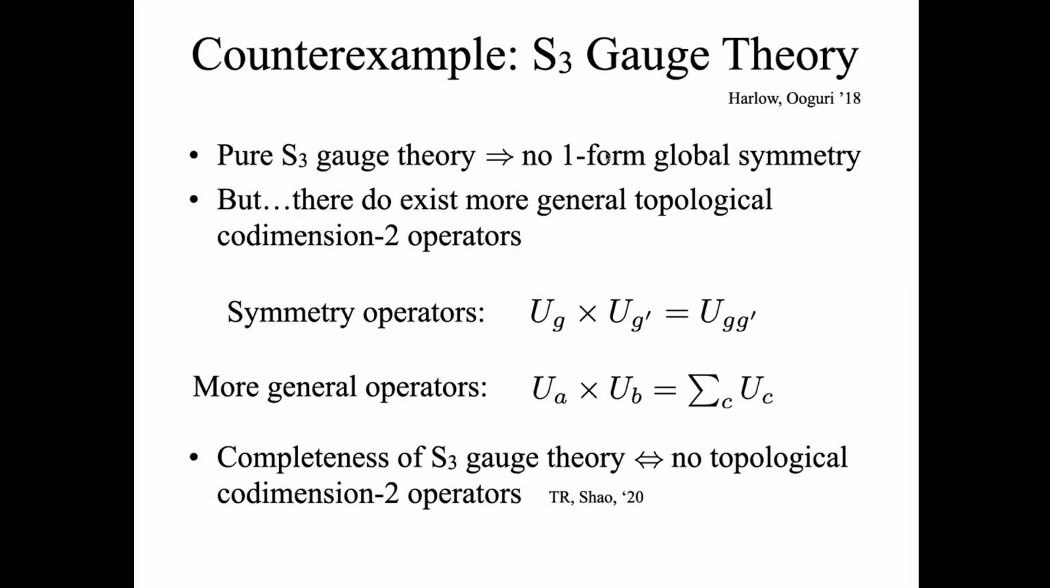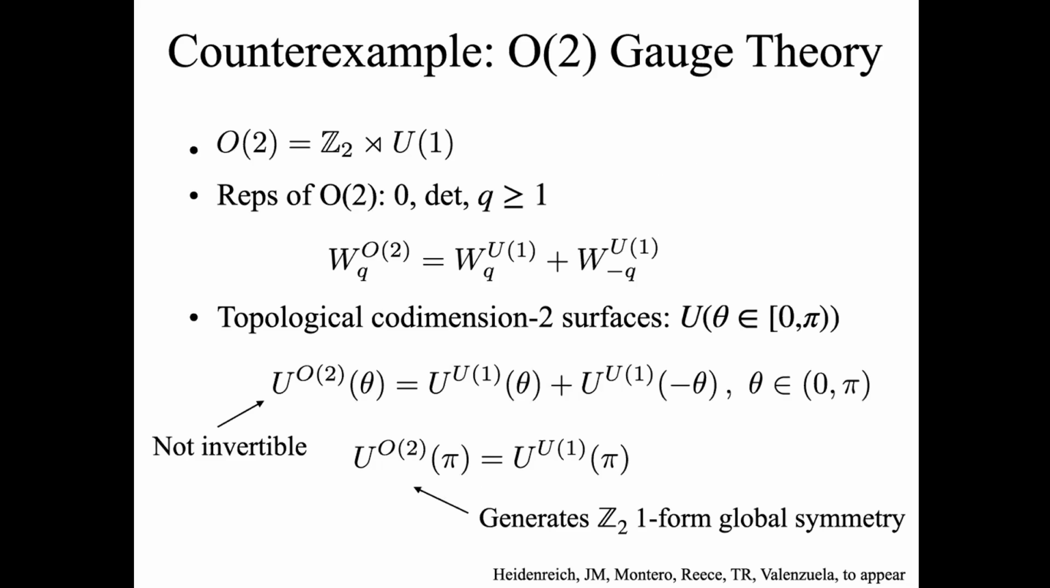What do I mean by this? Well, you remember a one-form global symmetry is associated with codimension 2 topological operators, which fuse according to the group multiplication law. For these more general topological operators of codimension 2, the fusion law will be more complicated. Rather than fusing 2 of these to get just a third operator, you can fuse 2 of them and get a sum over topological operators. And one can show that the completeness of S3 gauge theory is actually equivalent to the absence of these more general topological codimension 2 operators. So this is one example where we have a finite non-abelian gauge group. Another example of this phenomenon occurs in perhaps a somewhat simpler theory to understand.